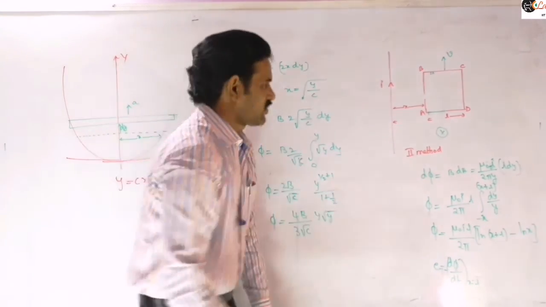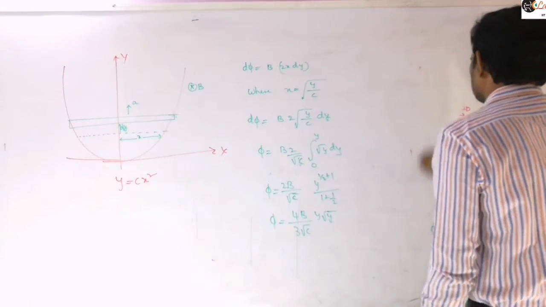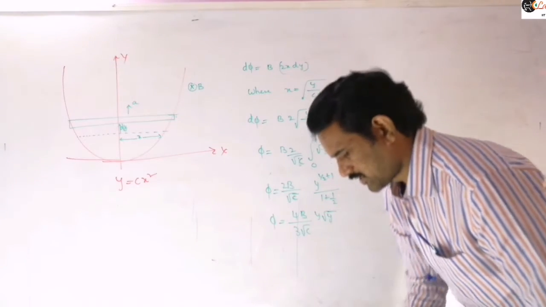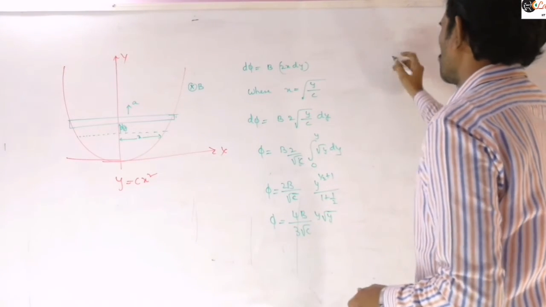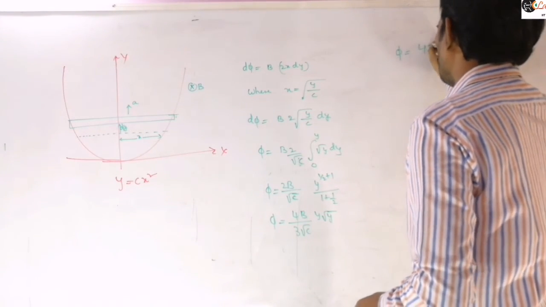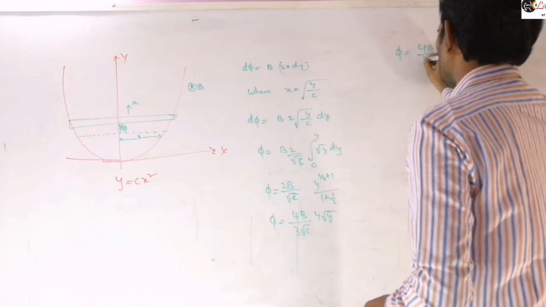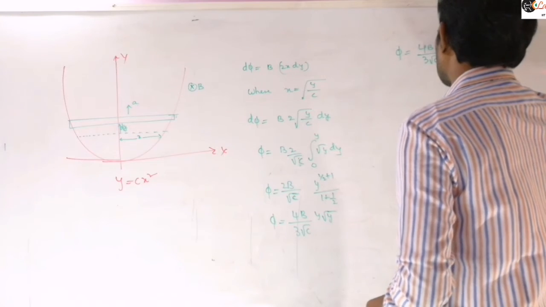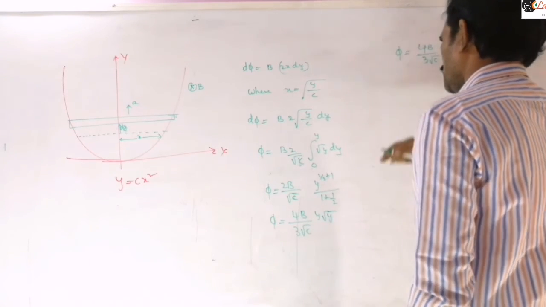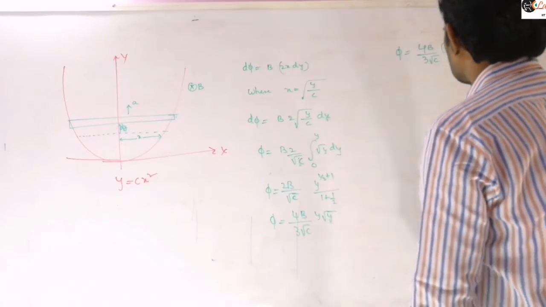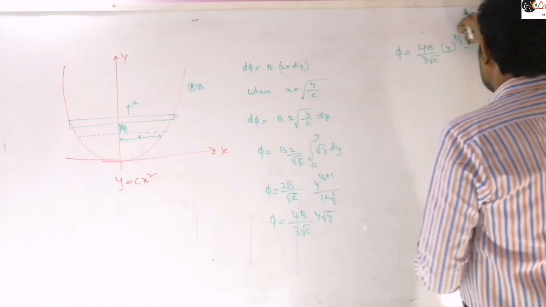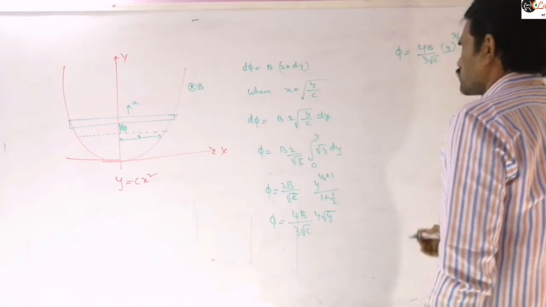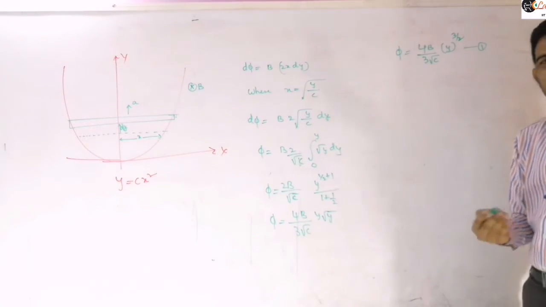And now that y value, we can substitute as a function of time. So finally, I can write the magnetic flux expression as 4B by 3 into root c into y power 3 by 2, that is, y into root y. Now we need to find that y value as a function of t.